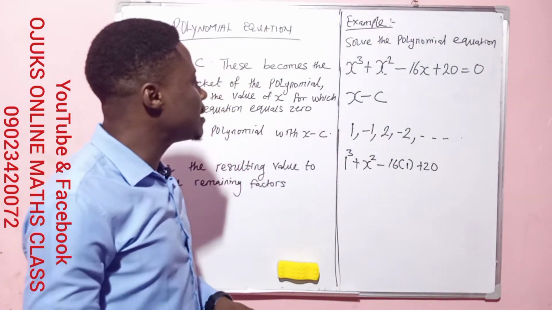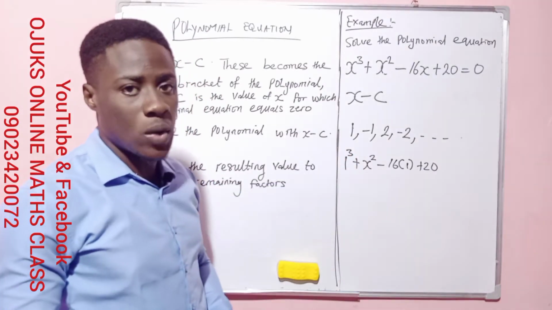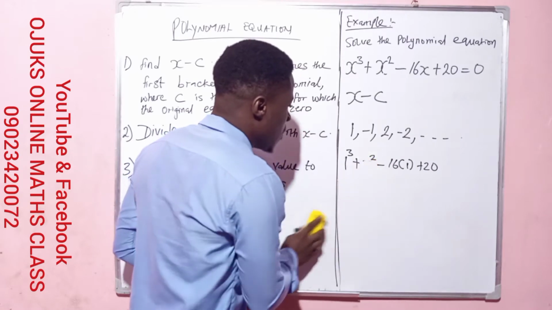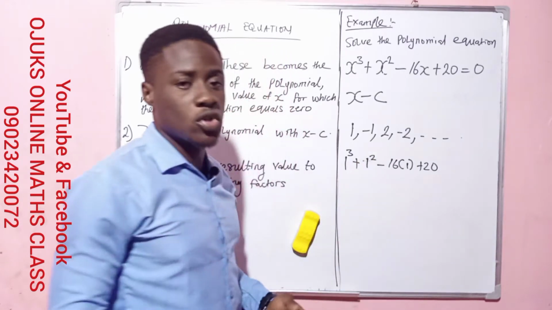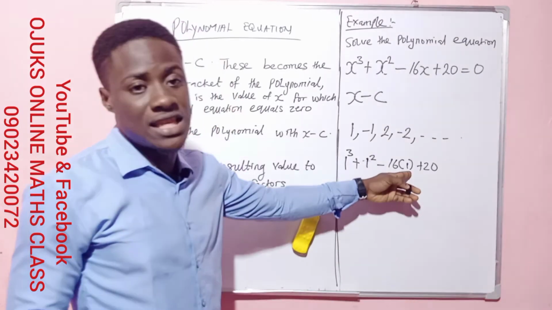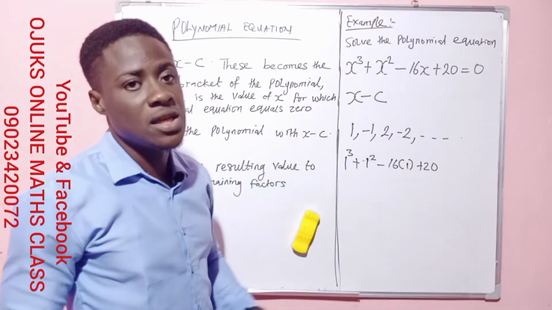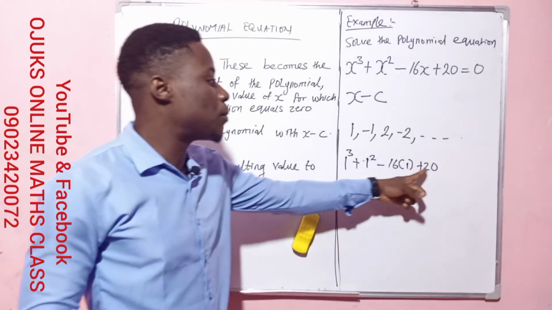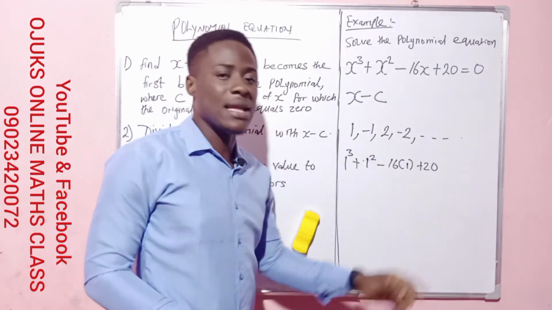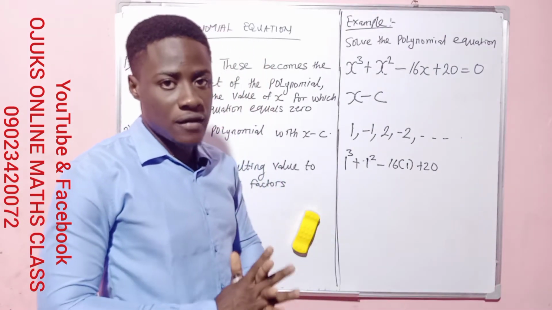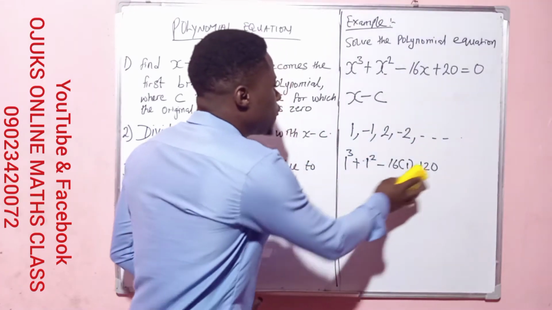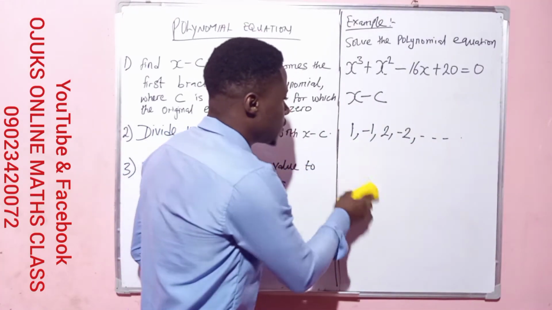If you try this out, 1 raised to power 3 will give us 1. Then 1 raised to power 2 will also give us 1. 1 plus 1 is 2. 16 times 1 is 16. So 2 plus 16 will give us 18. 18 plus 20 gives us 38. So 1 cannot be the value of x that will make this equation equal to 0. Even if we try minus 1, it will still not give us the result.